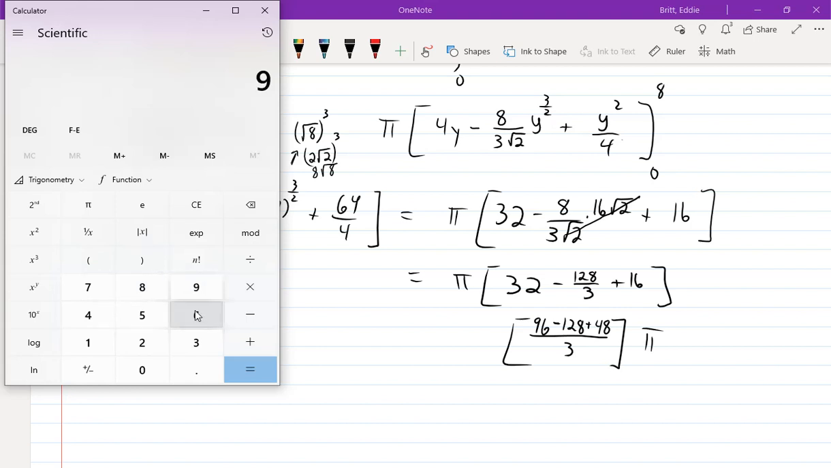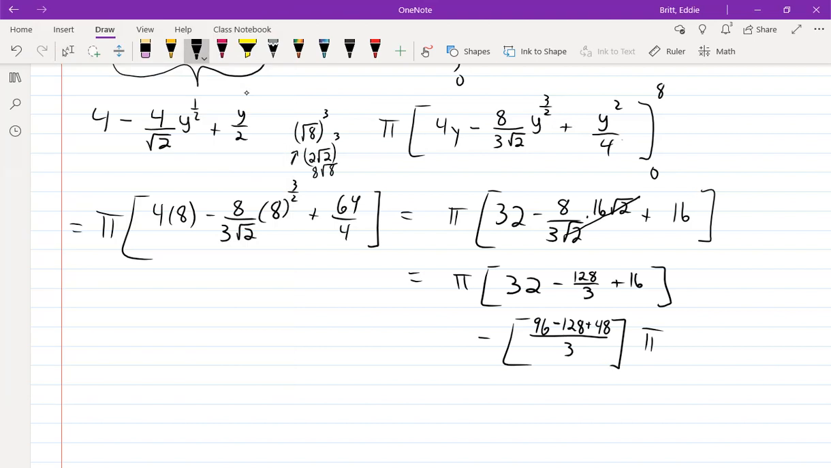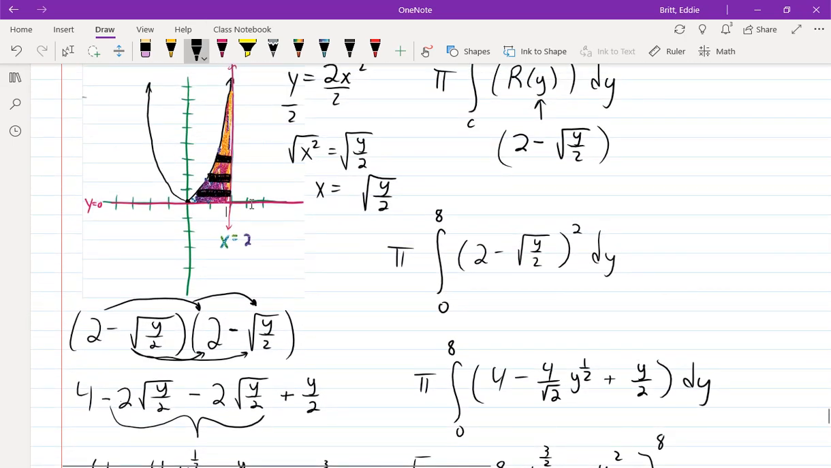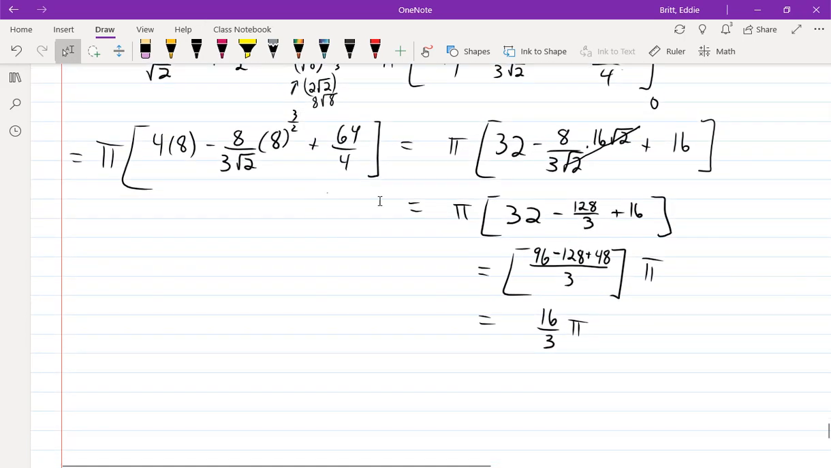So this is 96 minus 128 plus 48. All right, so I get 16. So my top number is going to be 16. So that's 16 over 3 times pi. All right, so that is the volume of my figure, my nail, or my inverted tornado, or whatever you want to call it, in 3 dimensions. So it's that many cubic units. 16 over 3 times pi cubic units.